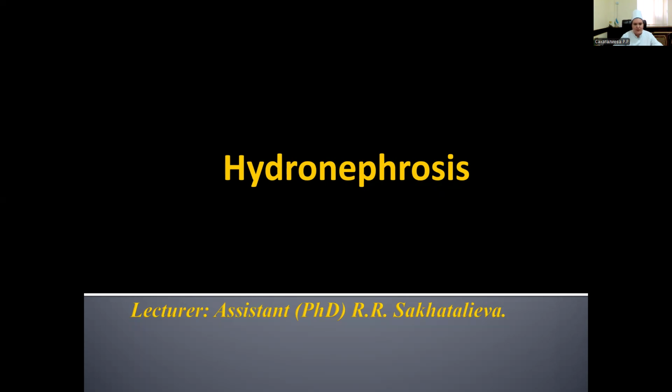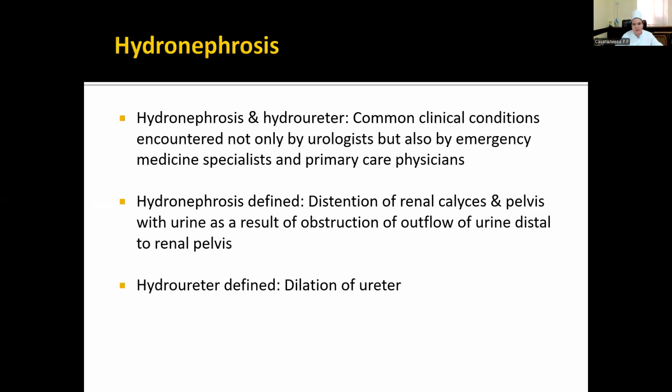Today we will discuss hydronephrosis, and we will begin. Hydronephrosis and hydroureter are common clinical conditions encountered not only by urologists but also by emergency medicine specialists and primary care physicians. Hydronephrosis is defined as distension of the renal calyces and the pelvis with urine as a result of obstruction of outflow of urine distal to the renal pelvis. Hydroureter is defined as dilatation of the ureter.